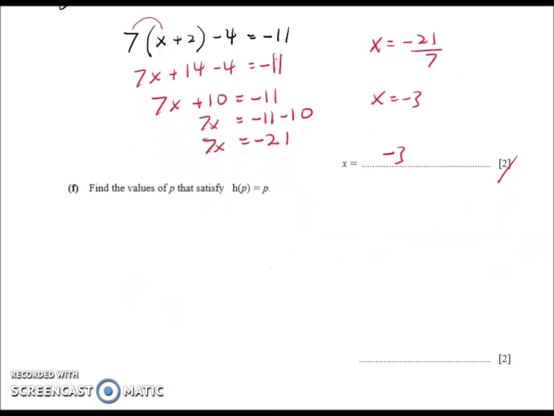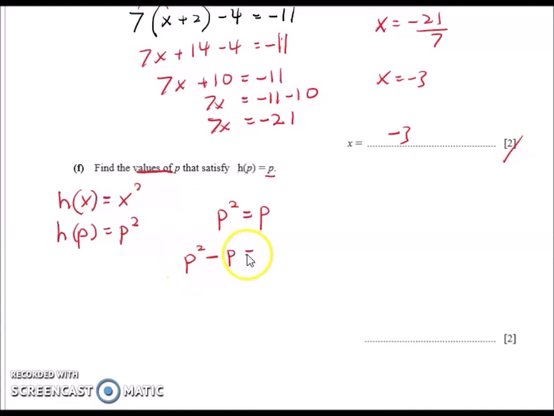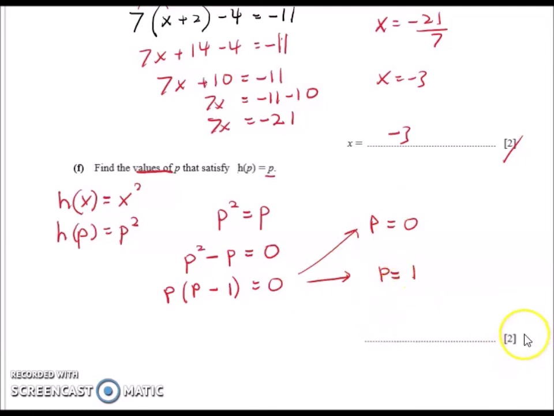Now we are moving to the next question. Find the p value. This is h(x), from the initial facts here. It is x squared. So if we replace x with p, it will become p squared. This value, p squared, is actually equal to p. They are asking us to find the value of p. We move this inside, it becomes minus p, and we factorize it. So you'll be getting p times p minus 1. So here we can get p equals 0, and here p equals 1. So this is your answer. You'll be getting 2 marks there. We continue with the next question.